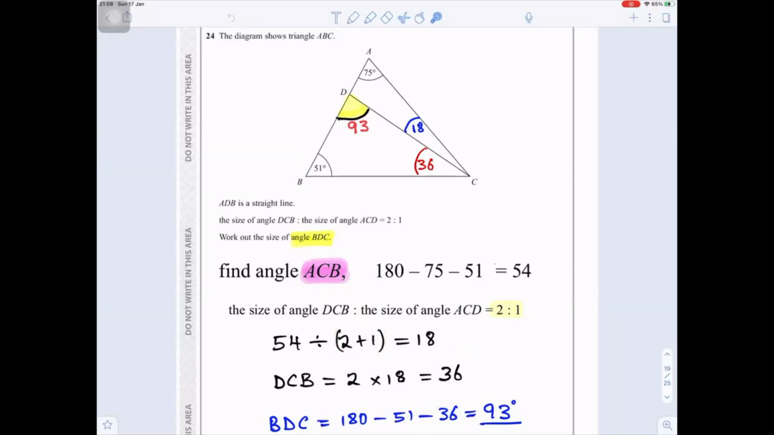So we know DCB is 2 parts. So 2 times 18 is 36. So DCB is 36. Now we look at the triangle BDC. So 180 minus 51 minus 36 gives us 93.